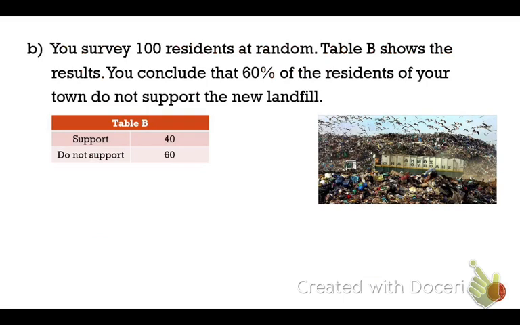All right, let's look at one more kind of like this. We're trying to figure out once again whether it's valid or not valid, okay? You survey 100 residents at random, okay? We like to see when it's random. Table B shows the results. You conclude that 60% of the residents of your town do not support the new landfill. Let's talk about this number, 60%. Don't support, 60 out of 100. Is 60 out of 100 60%? Yes, it is, okay? So now we've got to figure out, guys, is this a valid conclusion or not a valid conclusion? Who can help me with it?